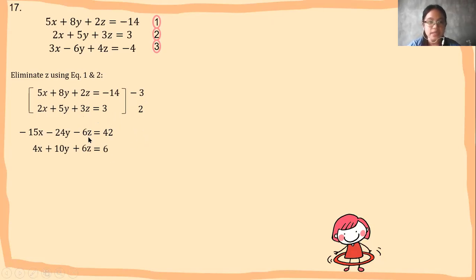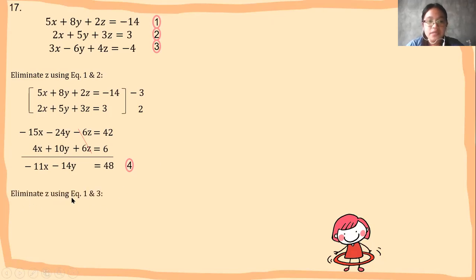Next, let's add. As you can see, we have negative 6z plus 6z. If we add these two, it will become 0. So we basically eliminate the z. Next, let's add negative 15x plus 4x. We have negative 11x. Negative 24y plus 10y, we have negative 14y is equal to positive 48 rather. So this will be our equation number 4. So next, let's find the equation number 5.